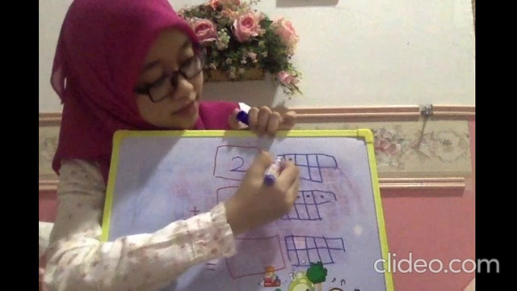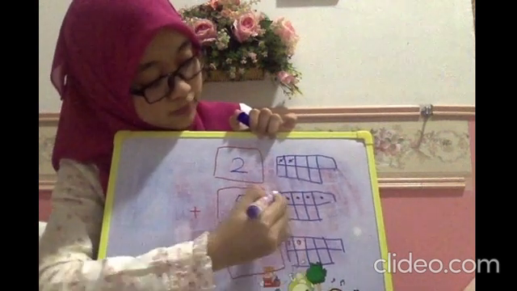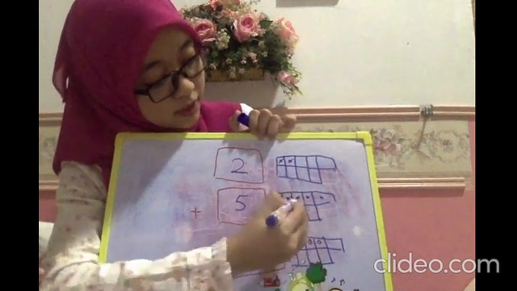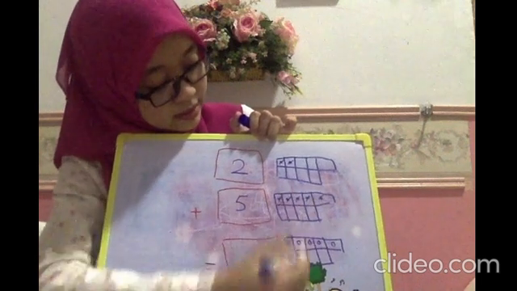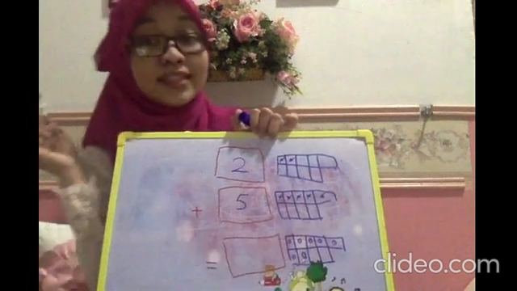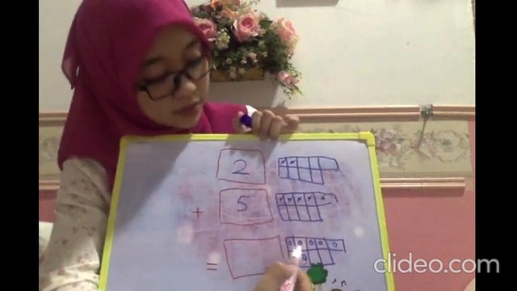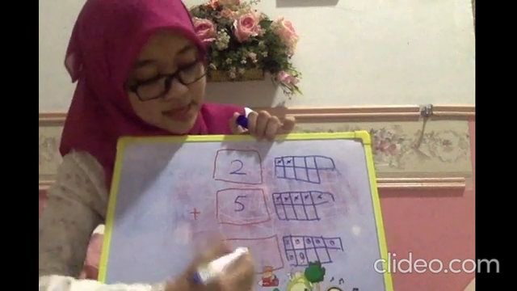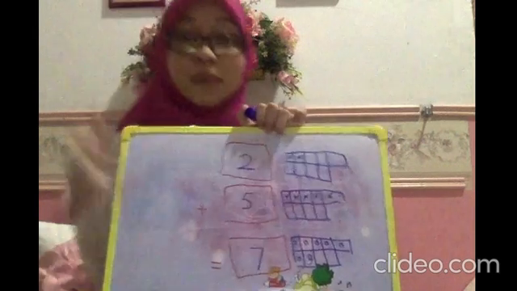So let's do that. 1, 2, 3, 4, 5, 6, 7. Ding-ding-ding. Okay, now we count again. How many do we have? 1, 2, 3, 4, 5, 6, 7. So how many do we write? We write Mr. 7.